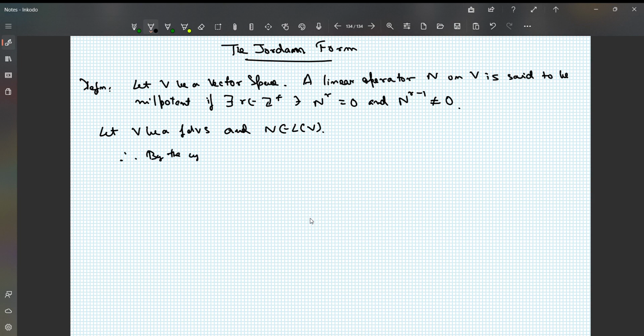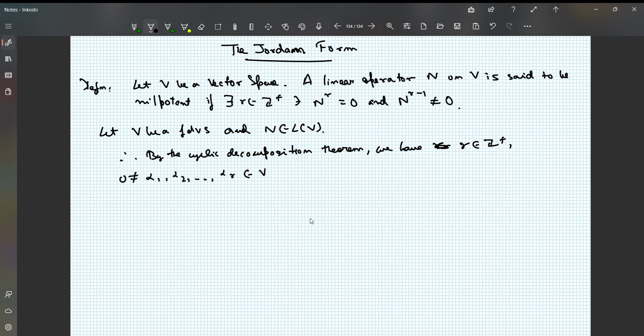Therefore, by the cyclic decomposition theorem, we have some positive integer r, and vectors alpha 1, alpha 2 till alpha r in V, and respective T-annihilators, which we write as p1, p2 till pr, such that V can be decomposed into the cyclic subspaces generated by each of these vectors. Respective N-annihilators, I should say, because I am talking about a nilpotent operator N.